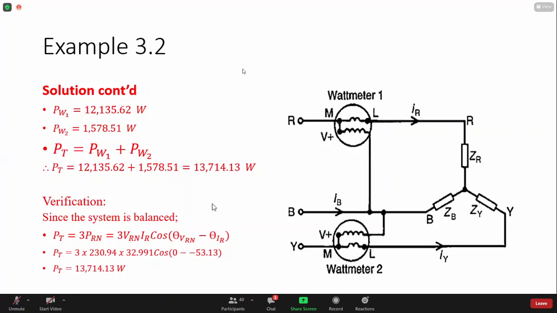So using the 2 wattmeter method, you're actually using line current and line voltage. So for a star system, a line current is also phase current. Right? But line current and line voltages are being used in the 2 wattmeter method.